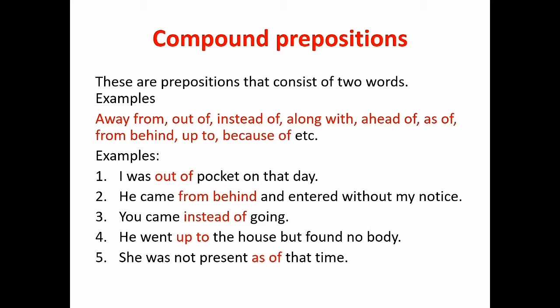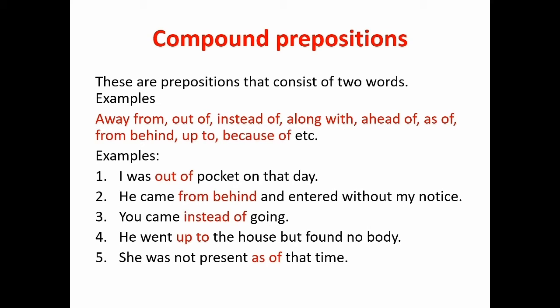Examples: I was out of pocket yesterday. So we can see they consist of 2 words here, out and of, and they are all prepositions. Number 2 says, he came from behind and entered without my notice. From and behind are compound prepositions. Number 3, you came instead of going. Instead of is a compound preposition.